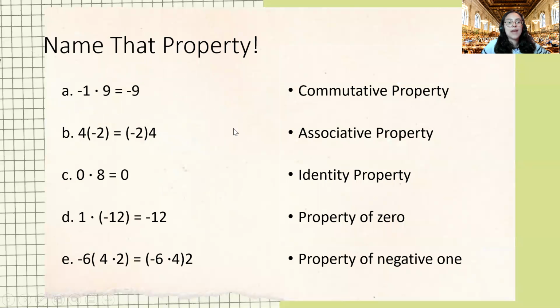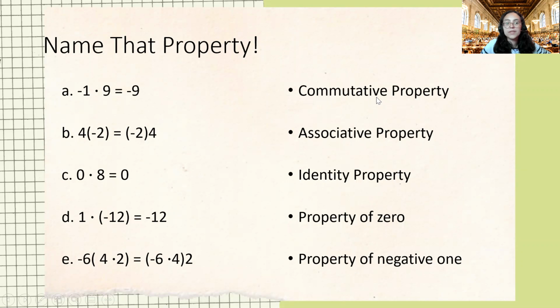So on this slide, we're asked to name that property. On the left-hand side, we have examples, and on the right-hand side, we have the properties. So we have to match them. Okay, so I'm going to go through the first one. So the commutative property, if you remember, now would be a really good time for you to test your knowledge, test your memory of what we discussed. You can always go back to the video, and if you made flashcards, you can review those.